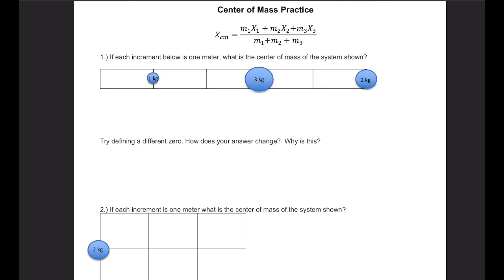So I've made a ruler here, and each increment is 1 meter. So we can call this 0, we can call this 1.